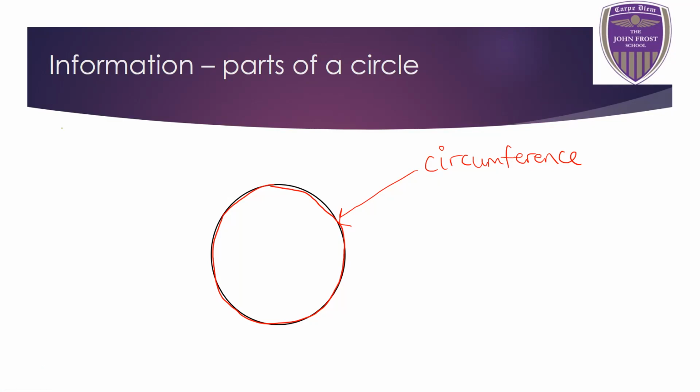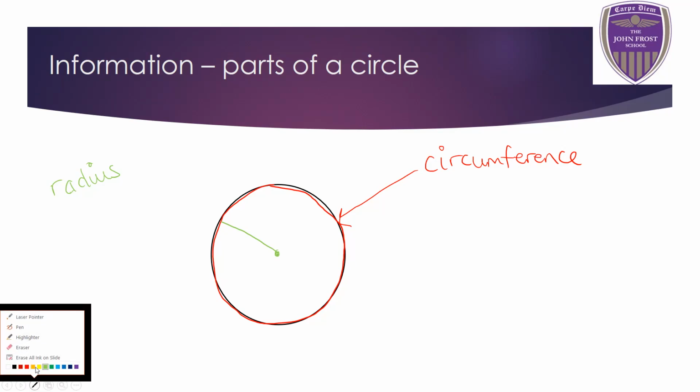Another thing we need to know for a circle is the radius. The radius is the distance that goes from the middle of the circle to one edge. So from the center to one edge of the circle is called the radius.